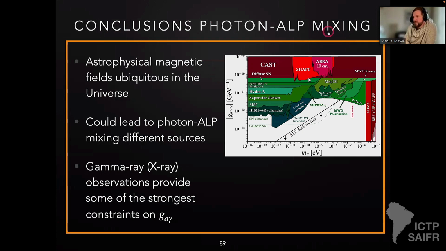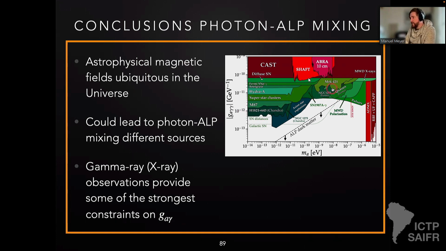So the conclusion from photon-ALP mixing: astrophysical magnetic fields are ubiquitous in the universe. So there are lots of places where we could have photon-ALP oscillations. We could have photon-ALP mixing in different sources, and gamma ray and also X-ray observations provide some of the strongest constraints that we have on the photon-ALP coupling, as you can see here again in this plot. These are essentially M87, also this source here and Hydra A. These are all limits that we get from X-rays looking for these oscillations.